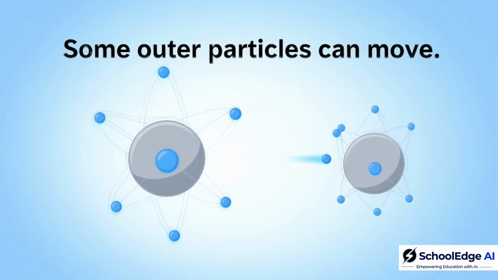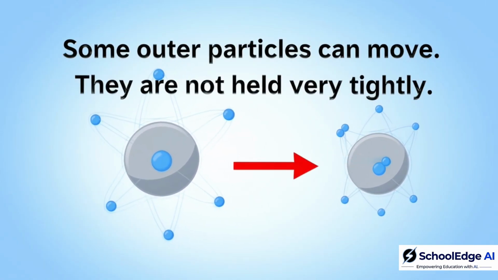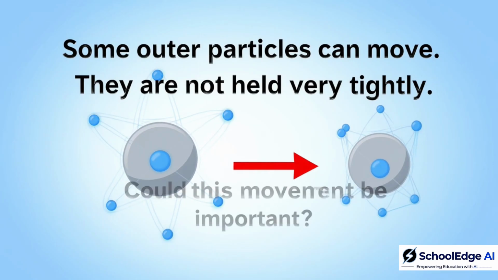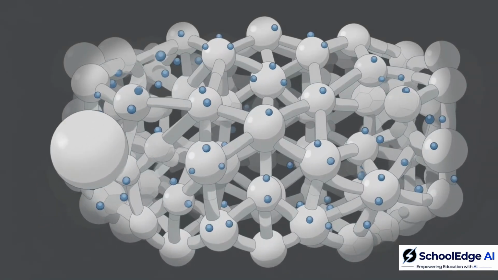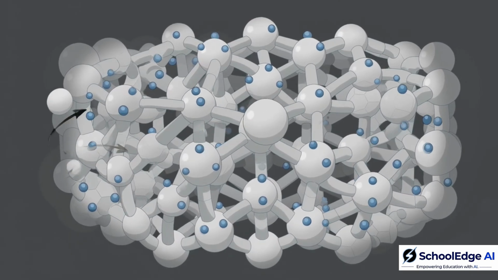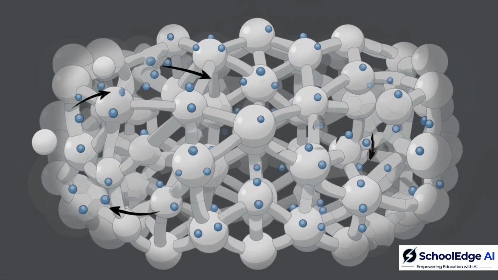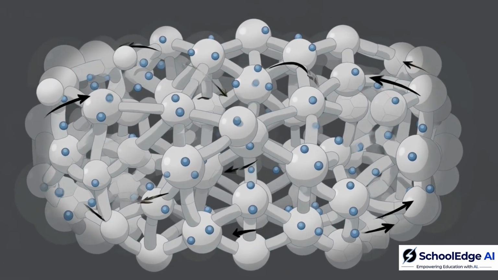Some outer particles can move. They are not held very tightly. Could this movement be important? Now many particles are moving. Not just one, they move through the material. What does that help us do?